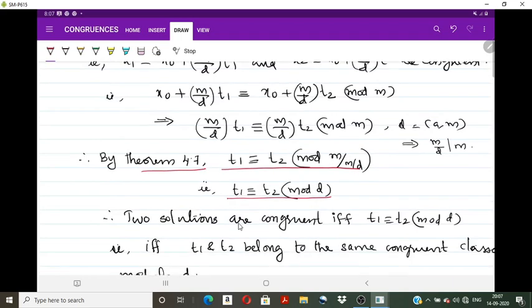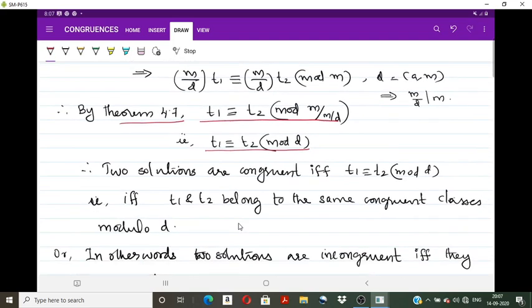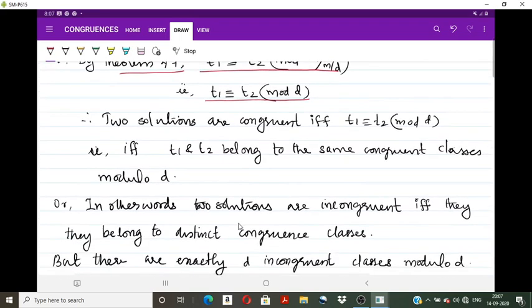That means the two solutions are congruent if and only if t1 is congruent to t2 modulo d, or if and only if t1 and t2 belong to the same residue class modulo d. Or in other words, the two solutions are incongruent if and only if t1 and t2 are incongruent modulo d, that is, if and only if they belong to distinct congruent classes.